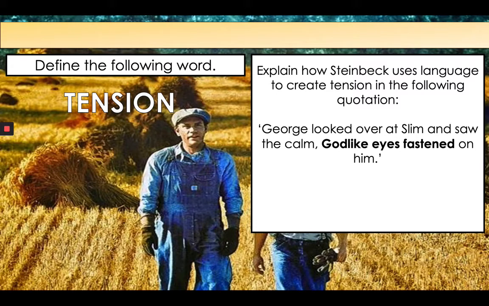So for example, if you are playing tug of war, and both teams are pulling on the rope, then that would create tension within the rope, okay? But it can also mean a mental or emotional strain. And this is often the type of tension that we're talking about when we explore it in texts, whether that be novels or plays or films.